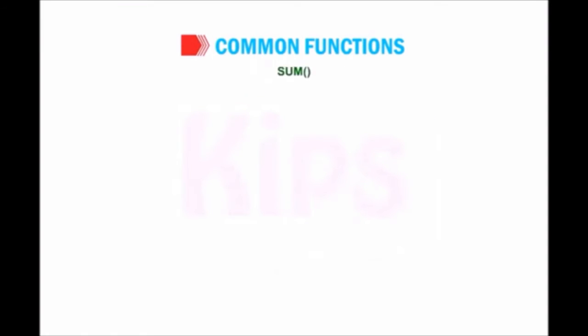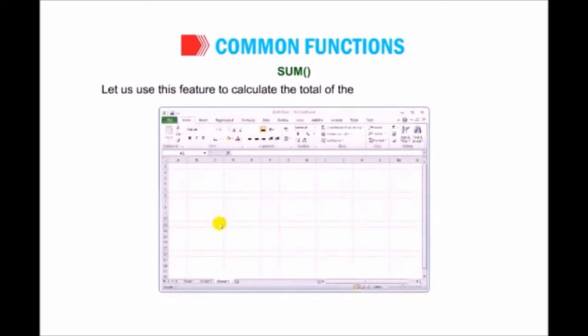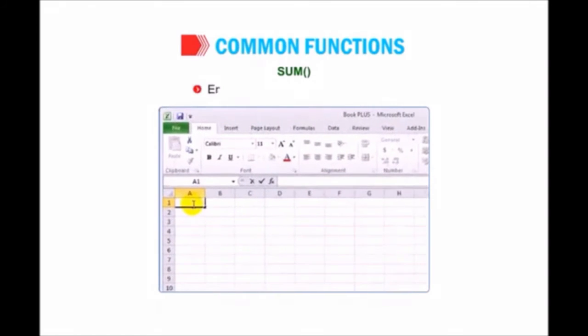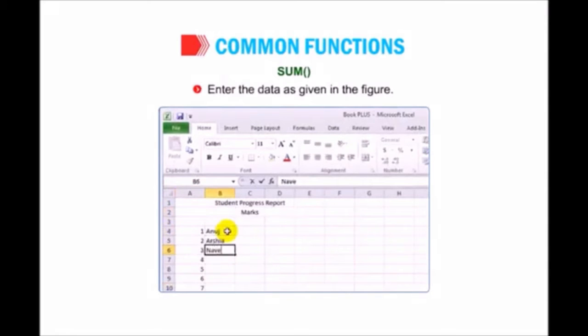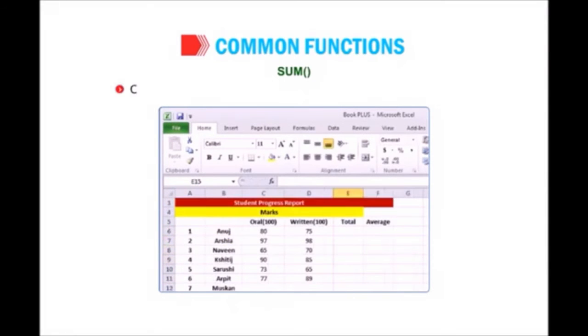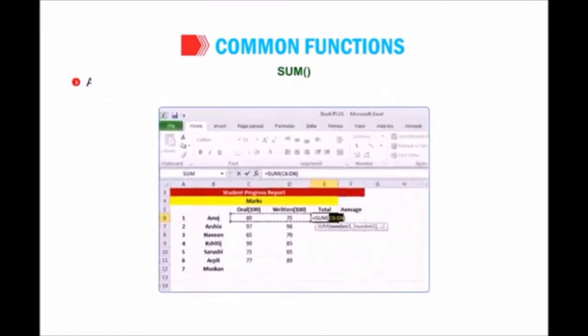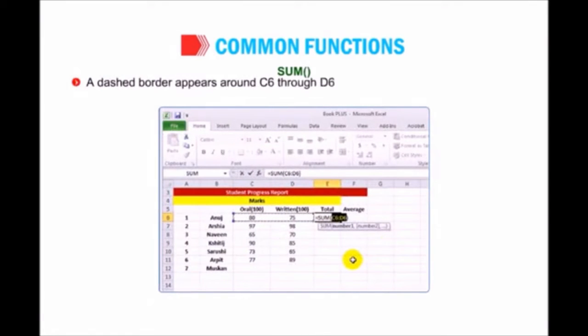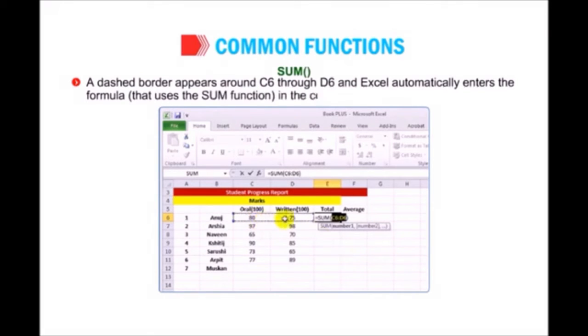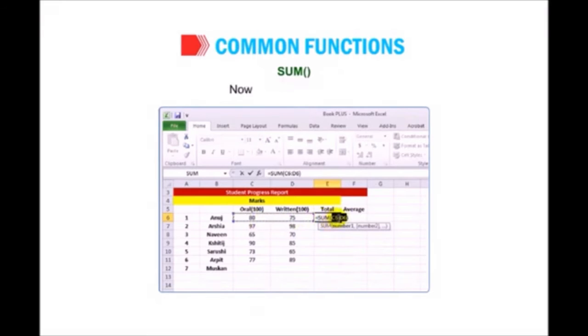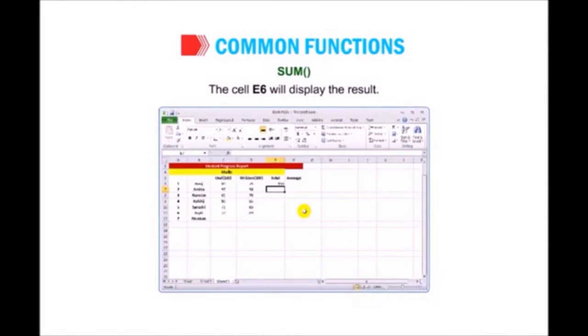SUM(). Let us use this feature to calculate the total of marks obtained by Anuj. Enter the data as given in the figure. Click on the cell E6 where you want to place the total of the marks. Click on the AutoSum option present in the Editing group on the Home tab. A dash border appears around C6 through D6 and Excel automatically enters the formula that uses the SUM function in the cell E6. Now press the Enter key. The cell E6 will display the result.